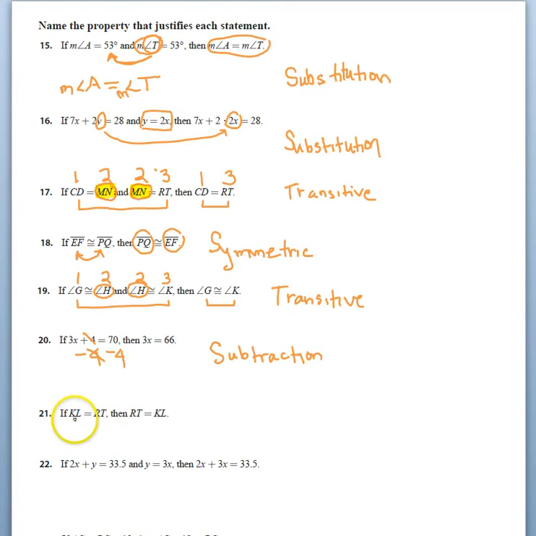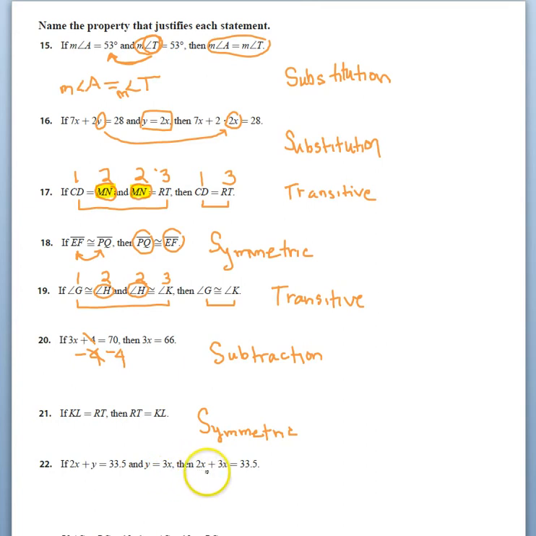21. If the measure of segment KL equals the measure of segment RT, then the measure of segment RT equals the measure of segment KL. Again, same statement. The only difference is that they have switched sides, gone from left to right or right to left. That's symmetric. Symmetric property.